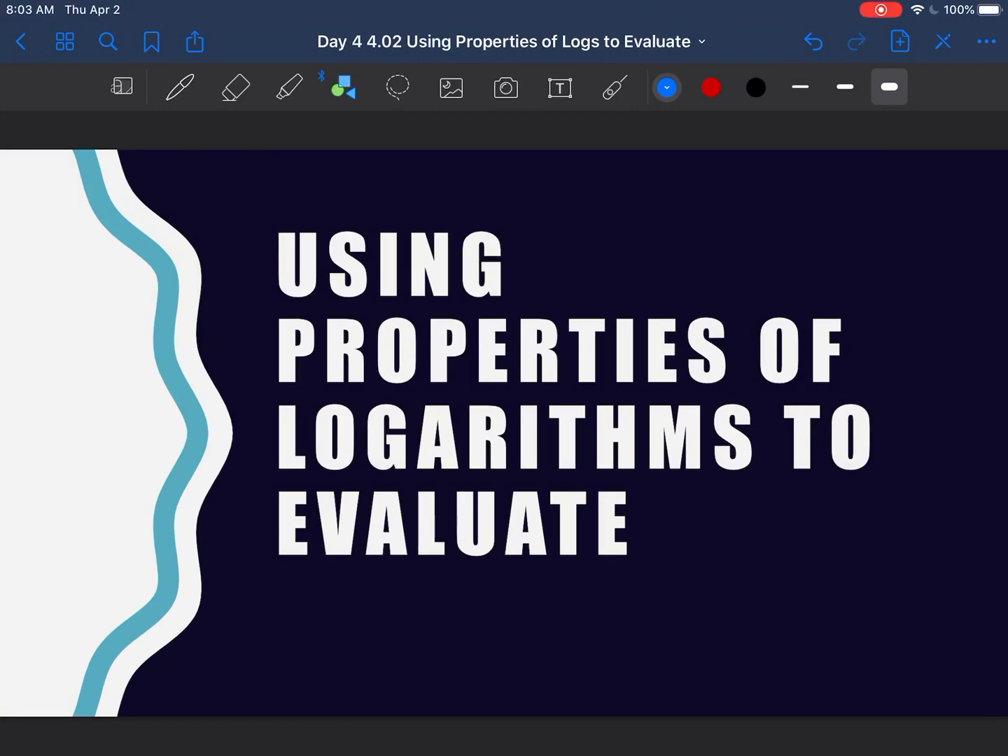All right, guys, so today's lesson is going to start combining everything that we've done so far in order to solve more difficult logarithm problems. So we're going to be using the properties of logs to combine them, and then the evaluating that we were doing before the break in order to solve them.